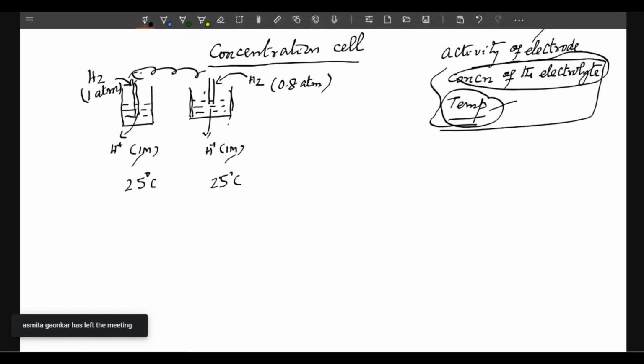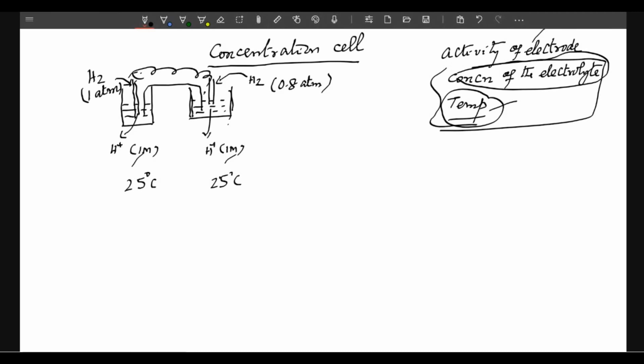Here, as usual, you should join externally and you should put a salt bridge. Then is current flowing or not? Yes, current is flowing from this to that one. And which is forming the anode, which is forming the cathode? Here both are hydrogen, one is in the cathode and one is in the anode. Which hydrogen would act as the anode? Which hydrogen would be acting as the cathode?